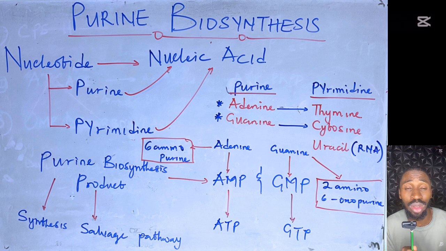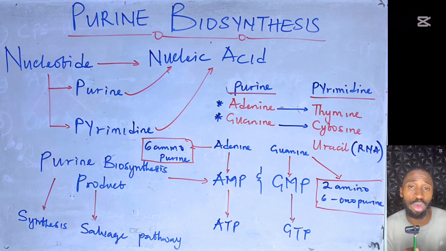Naturally, we cannot get them from food. There's no food that is rich in purine or pyrimidine. Our body synthesizes them, and we can also get them through the salvage pathway. So in this one we are doing de novo synthesis of purine. In the last one we did de novo synthesis of pyrimidine. Here we will also cover the salvage pathway of purine synthesis.